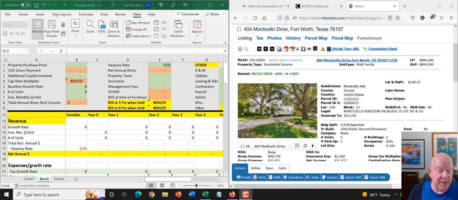Hi, this is Lee Thurburn again, and I want to show you today how to use the analysis tool, the spreadsheet, in an actual case study of analyzing a property that is available for sale. In this particular case, we're looking at a property in Fort Worth on Monticello Drive, 404, and you can see that on the right side of the screen. This is the MLS listing with the essential data.